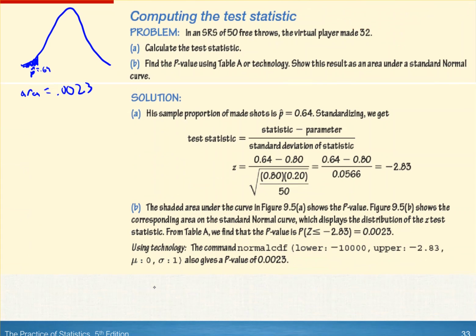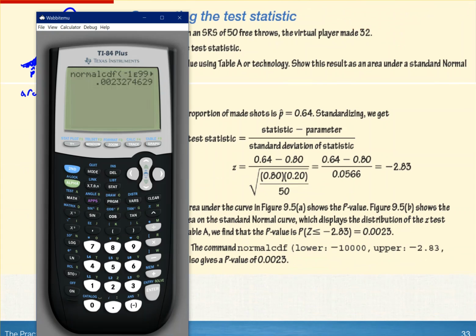So another way we could have done it is to go back into distribution, normal CDF. We could have said lower negative 1, so still something really, really tiny. Upper, let's say 0.64. Mu is 0.8.